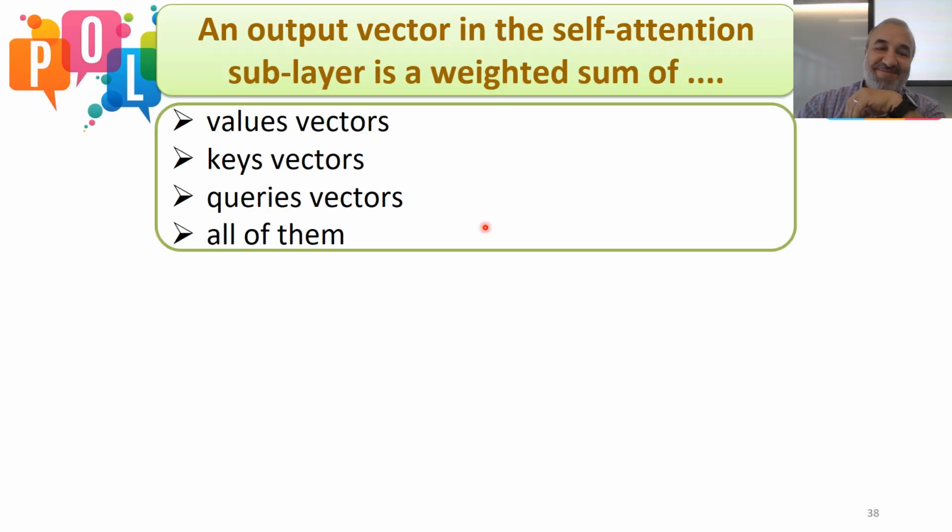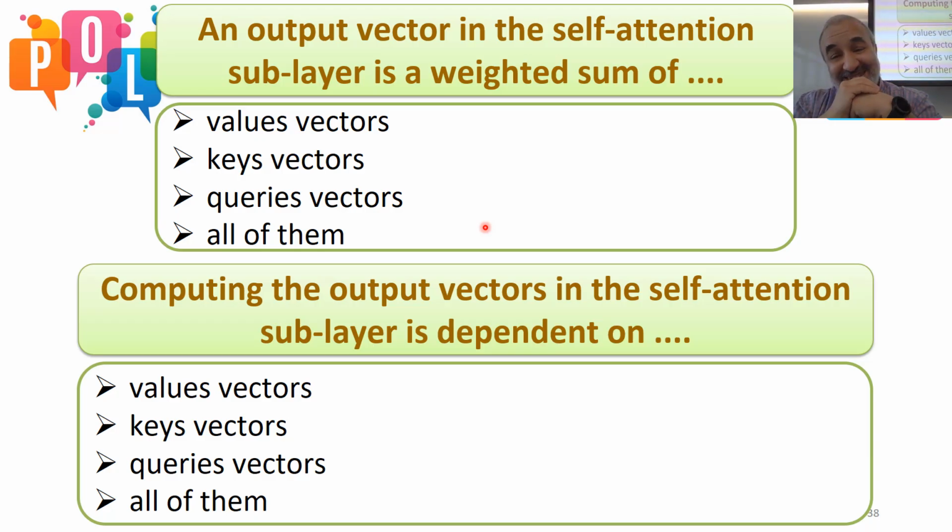Next one. Computing the output vectors in the self-attention sublayer is dependent on, what do you think? Is it all of them or values vectors? All of them. Why is it all of them? So it's a weighted sum of the values, but the weights come from the keys and queries. So it depends on all of them. And I think we will stop here. Do you have any questions?